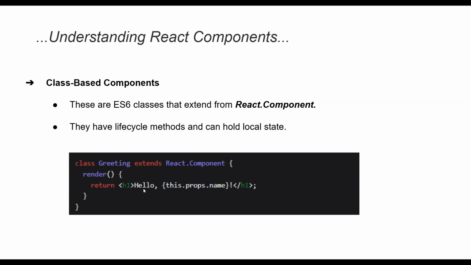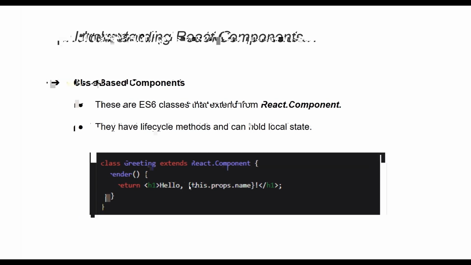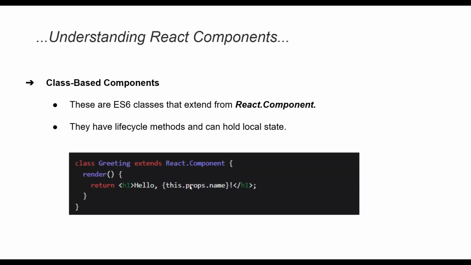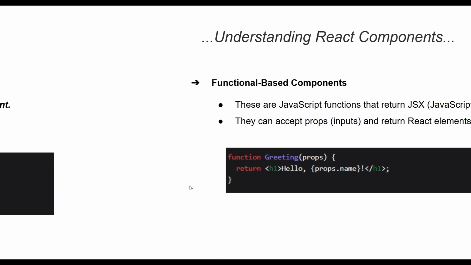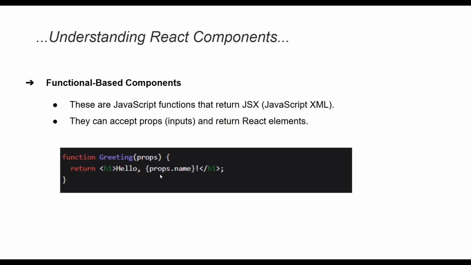And if you see right here, we see hello, right? And here we have this.props.name. So this is how we define this in class-based components. But if we go back to our functional-based component, here we have the function greetings, and here we have props.name, right? So you can notice the difference in how they are written.